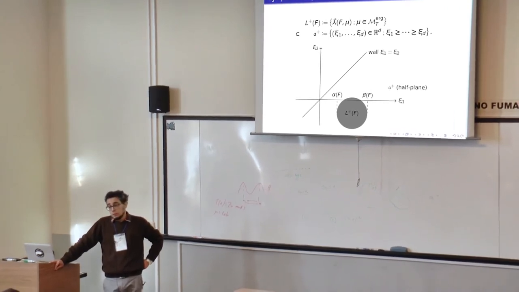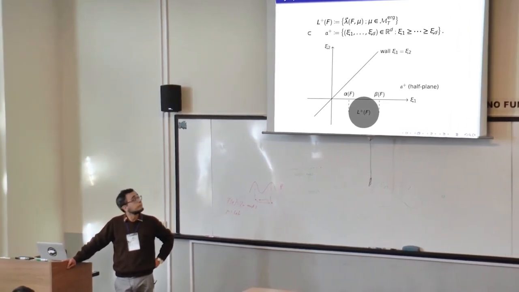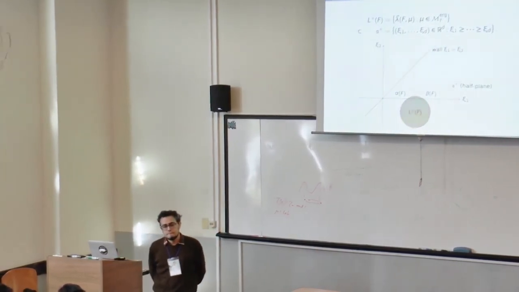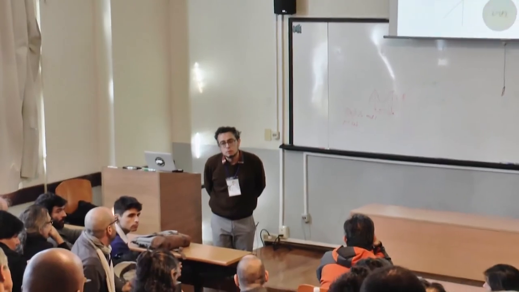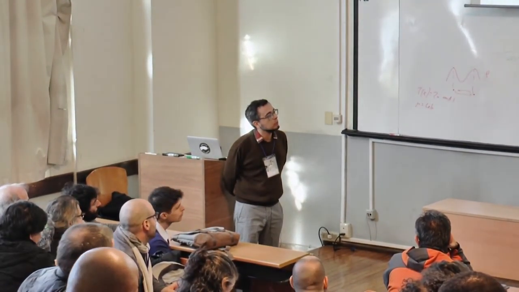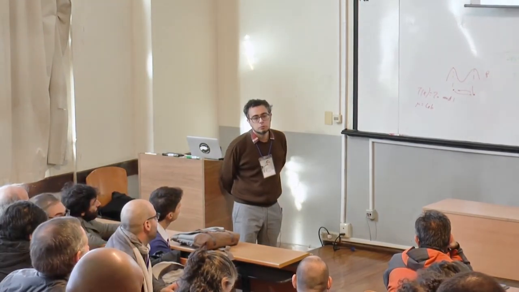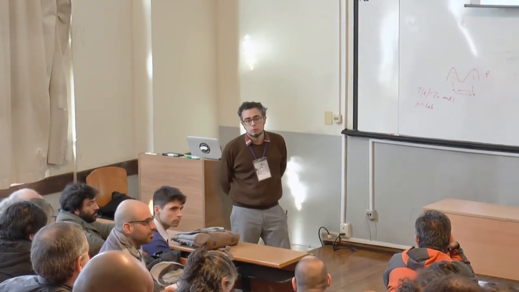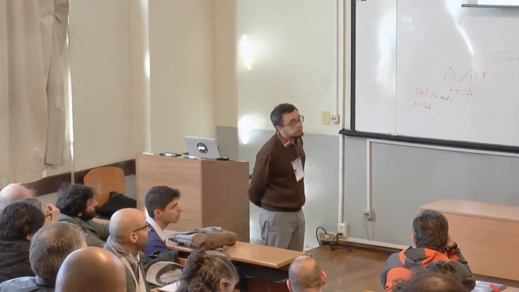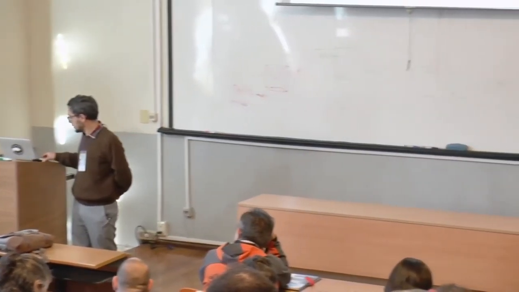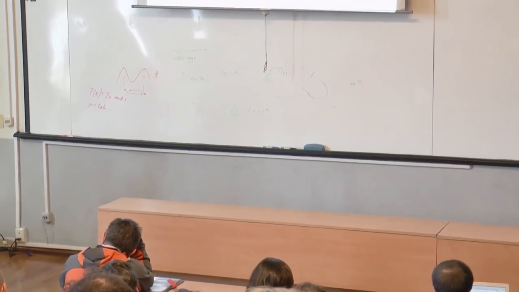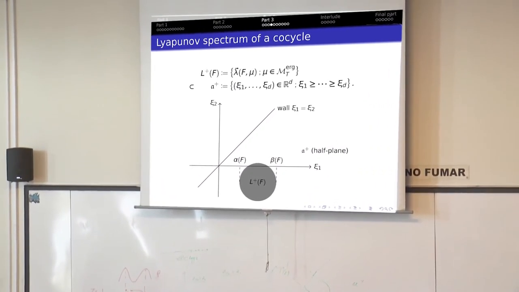Other questions? So doesn't it make any sense to try to optimize just the second Lyapunov exponent? You mean, instead of looking at the pair, let's look at the second exponent. Or the third, I mean. Then you can get into the same kind of trouble again. Maybe this point is not attained. But generically, it should be attained, right?